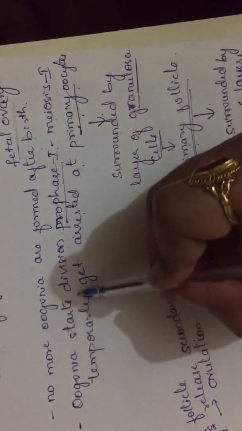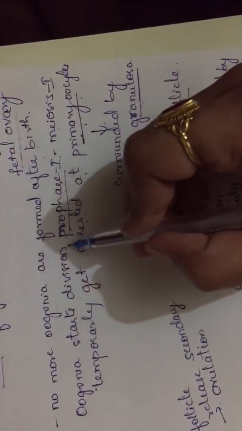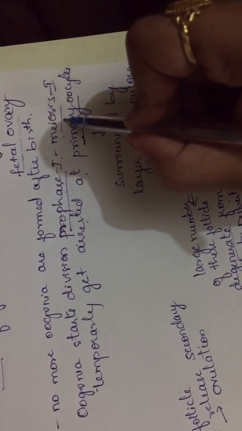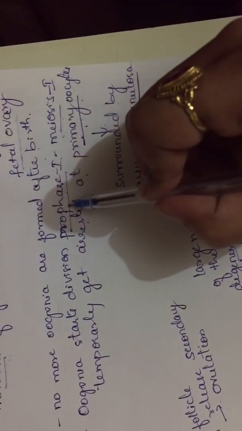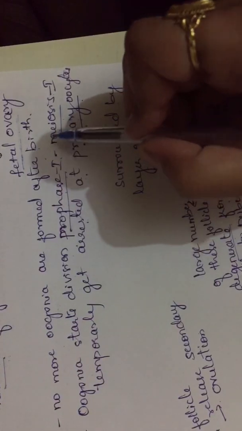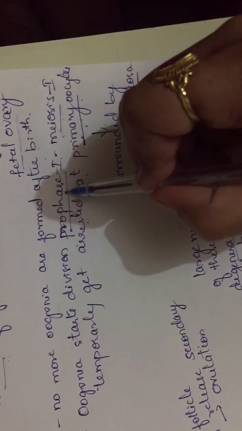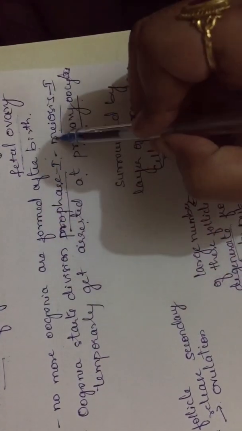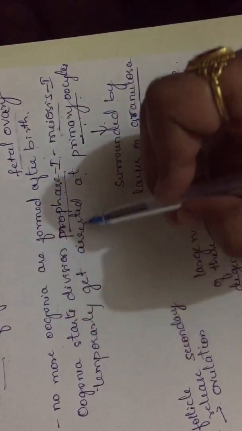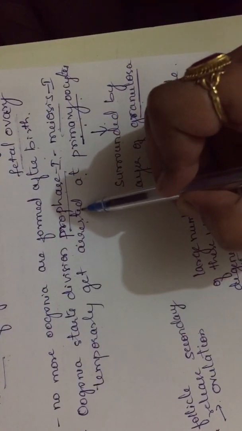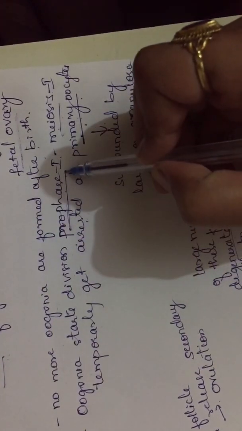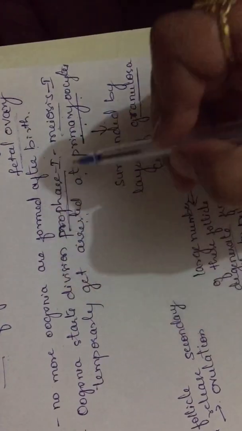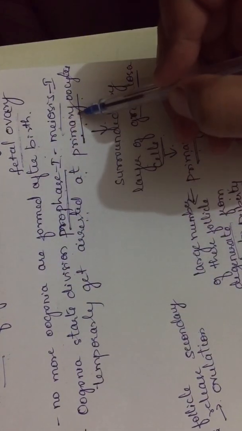Now the oogonia will start their division. They will start meiosis 1, beginning with prophase 1. As you remember, meiosis 1 has prophase 1, metaphase 1, anaphase 1 and telophase 1. Here the oogonia start division with prophase 1 of meiosis 1, and it will temporarily get arrested, which means it will temporarily get stopped after prophase 1. It does not continue with metaphase 1 here. It is arrested at the primary oocyte stage.